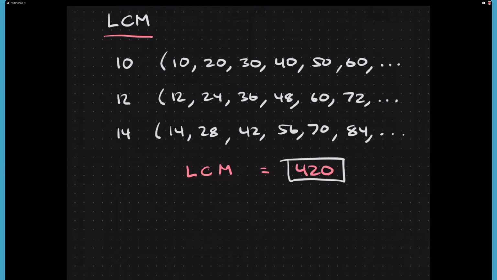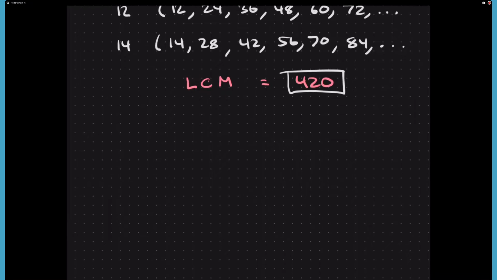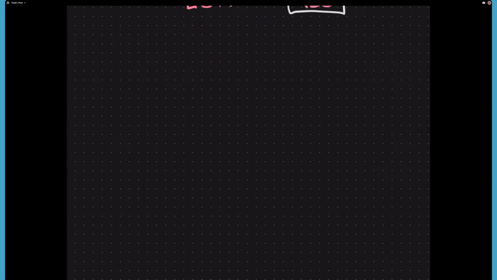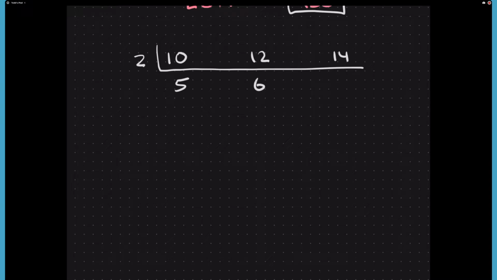Now, this takes a lot of time, it does work, but there is a simpler method. So again, we're going to use a form of prime factorization. We will begin by listing out those 3 numbers, 10, 12, and 14. And we're going to look for a prime number that can divide into all 3 of these equally, and that would be 2. 10 divided by 2 gives us 5, this leaves 6, and this leaves 7.